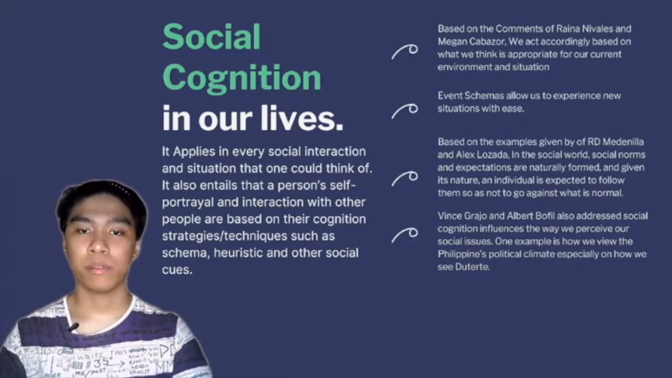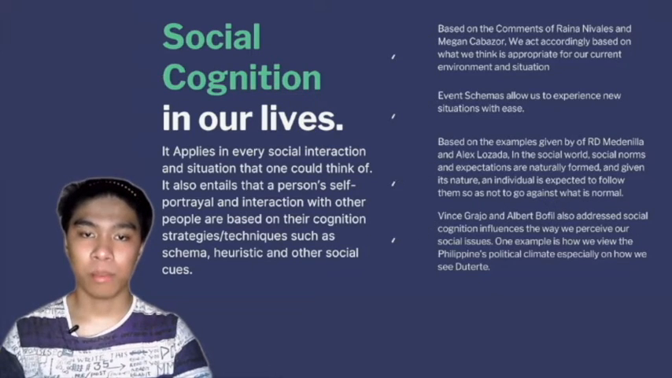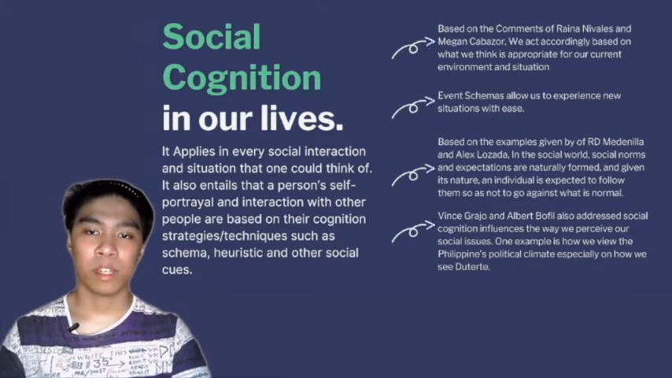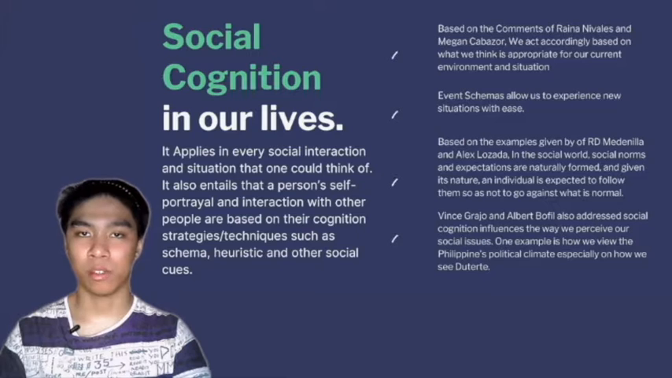Another example given by our classmate Vince Grajo and further pointed out by Albert Bofill that relatively explains why social cognition, or how we perceive people, affects the way we behave or see things is President Duterte.